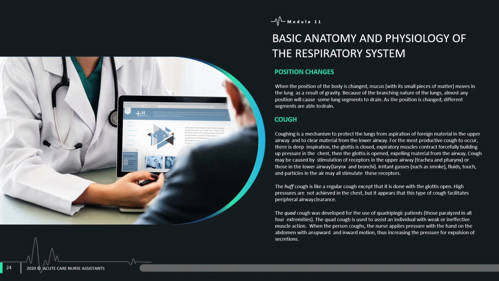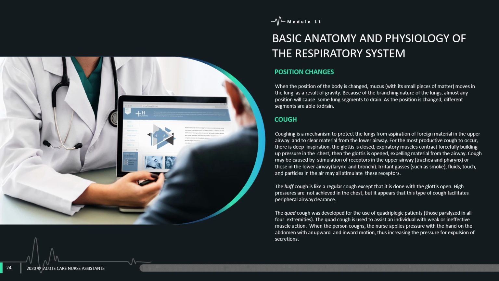Position changes. When the position of the body is changed, mucus, with its small pieces of matter, moves in the lungs as a result of gravity. Because of the branching nature of the lungs, almost any position will cause some lung segments to drain. As the position is changed, different segments are able to drain.